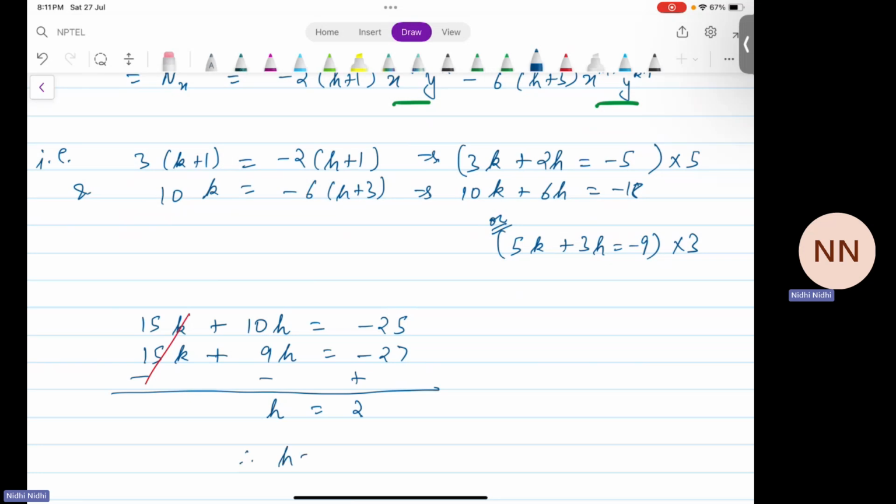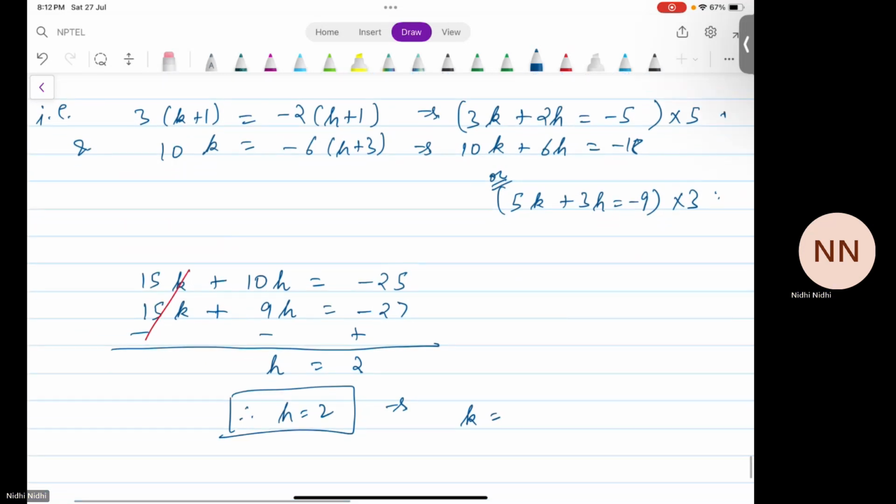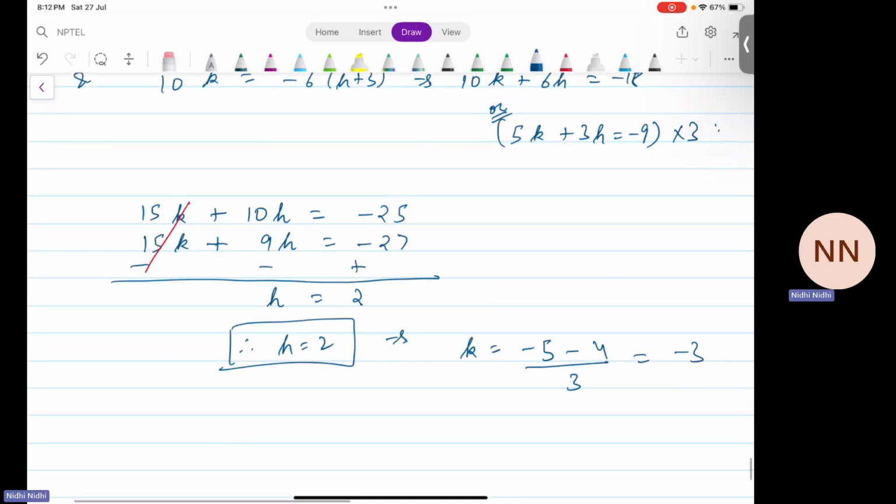Therefore, h is equal to 2, and putting the value of h in either of these equations, we get k equal to (minus 5 minus 4) by 3, which is minus 9 by 3, minus 3. Therefore, we get k equal to minus 3.